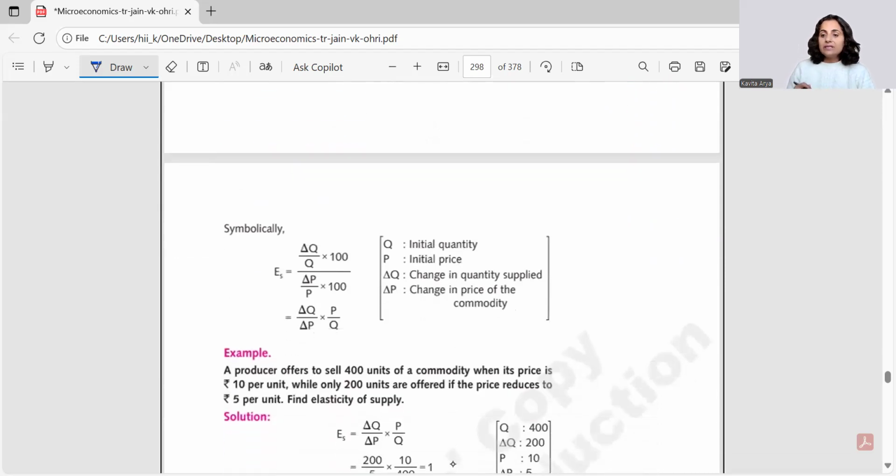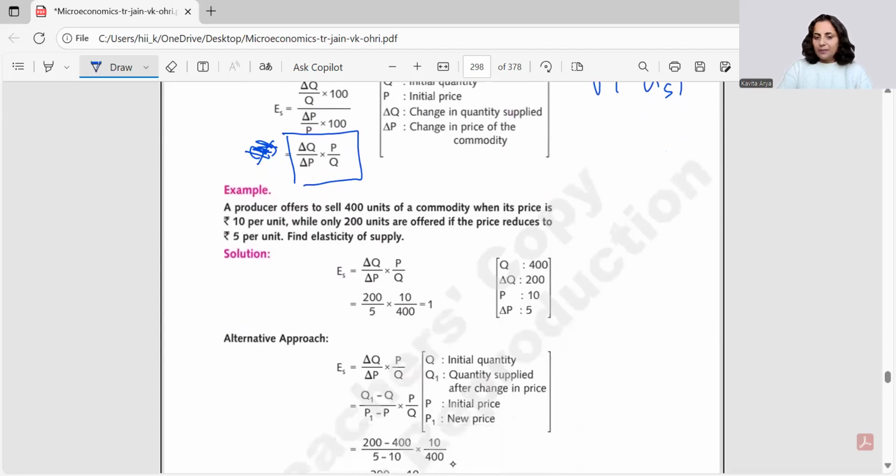And we land on the same formula. The only difference is in demand, we had a prefix called -1, and that was just symbolic of the inverse relationship of price and quantity. But here we do not have any such prefix because they go in the same direction. If the price rises, the quantity supplied also goes up. Okay. So the formula is delta Q by delta P into P by Q. And this is the same formula which we used in demand.